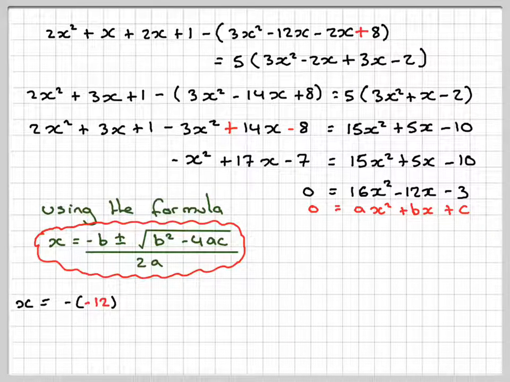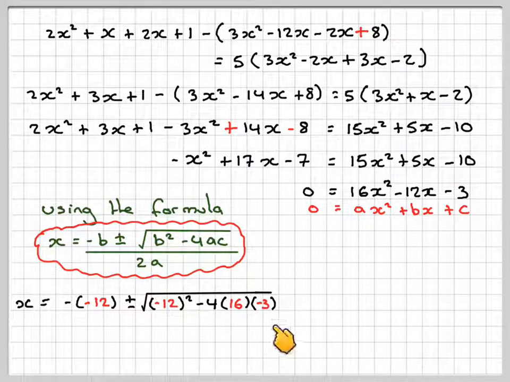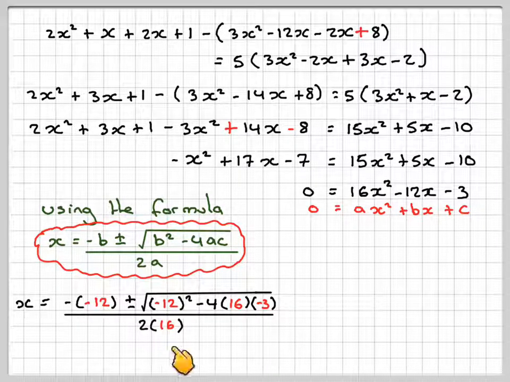So we're going to have x is equal to, now if you've got a negative b, you need to substitute it in brackets. Minus brackets minus 12, plus or minus the square root of minus 12 squared. This is very, very important to put this in brackets. A lot of students will just put minus 12 squared and say that this bit here is minus 144, and sometimes then they can't take the square root. Look to see how to set it out. Minus 4 times a, which is 16, times c, which is minus 3, all over 2 times a, which is 16. Again, not doing too much in any one step.